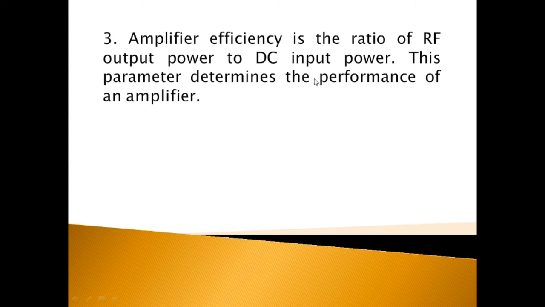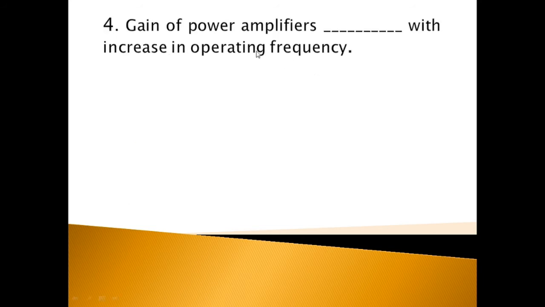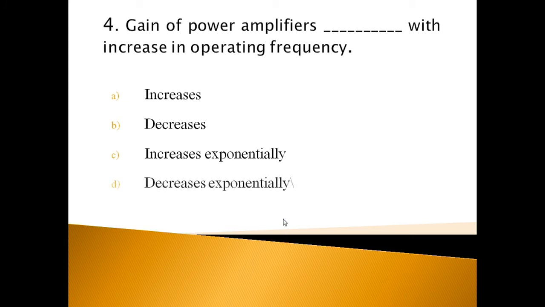Now the third question: amplifier efficiency is the ratio of RF output power to the DC input power. This parameter determines the performance of an amplifier. The options are true and false. Of course, efficiency is represented as output power divided by DC input power. Therefore the answer is true. Now the fourth question: the gain of a power amplifier DAS with the increase in operating frequency. The options are increases, decreases, increases efficiently, decreases exponentially. I told you, gain will increase up to some frequency range. When we increase beyond that frequency range, the gain starts to decrease. Therefore the answer is decreases.